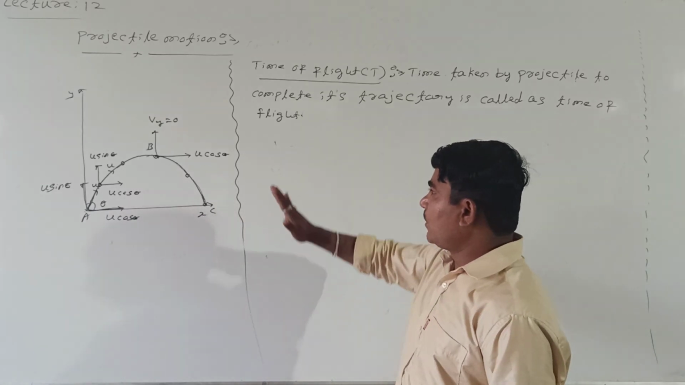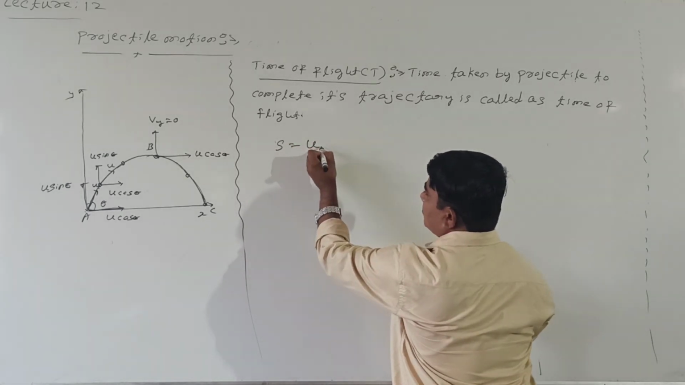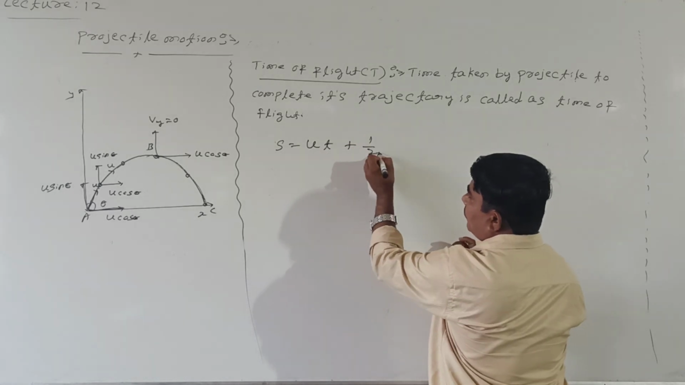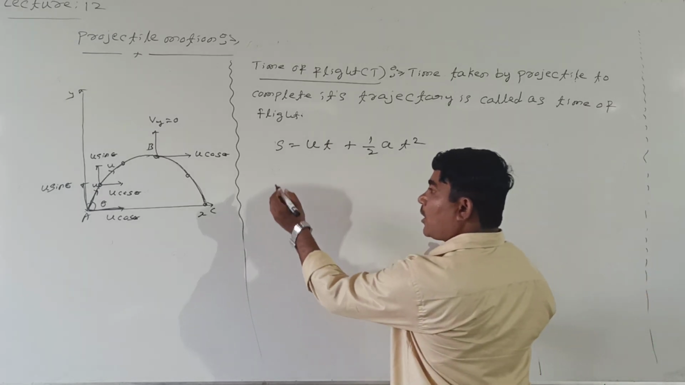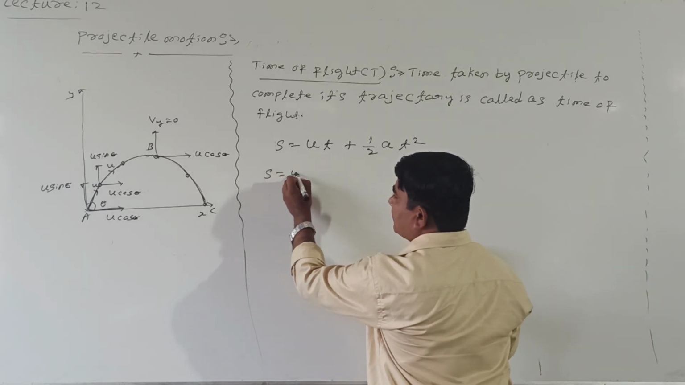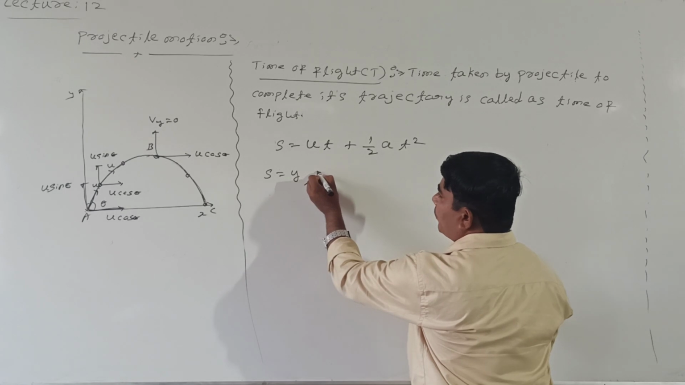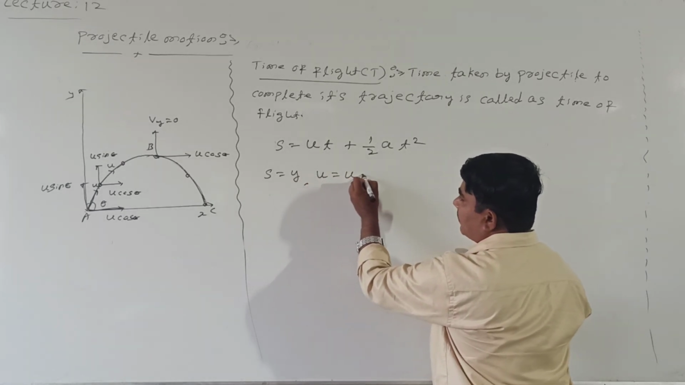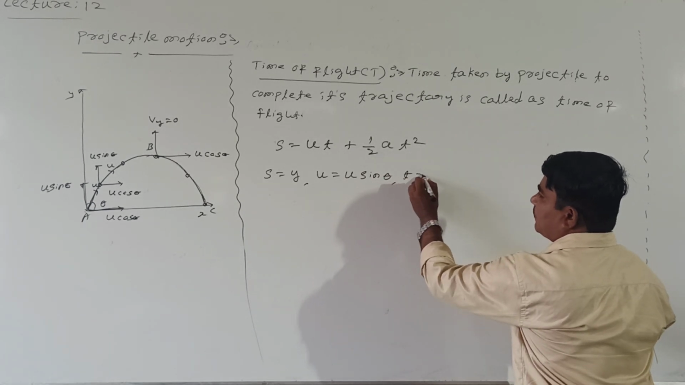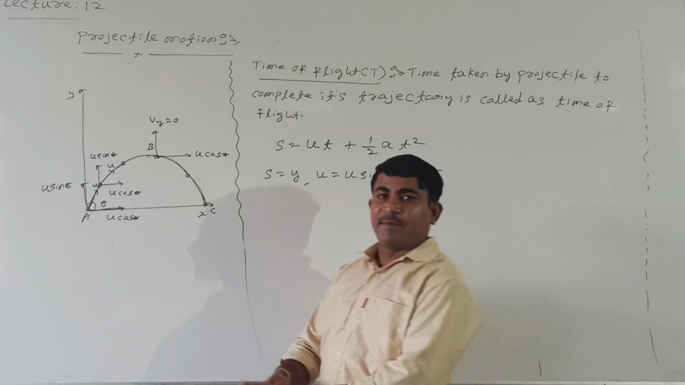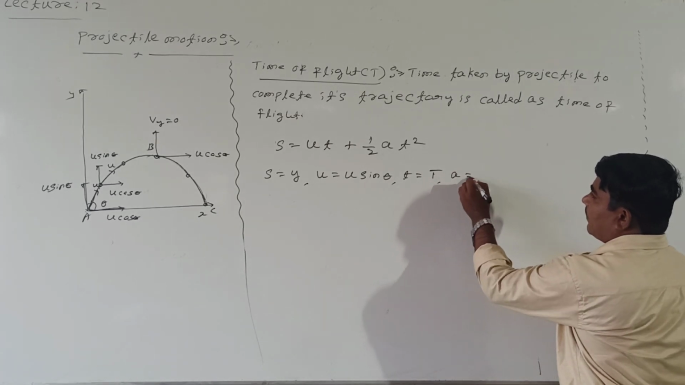Shall I take one more equation here? What is the equation? S is equal to ut plus half at square. I will take it along the vertical direction. Along the vertical direction, S is equal to y, u can be replaced by u sin theta. Then time can be replaced by the time from A to C, the time of flight from A to C that I am discussing. Then again a can be replaced by what value?